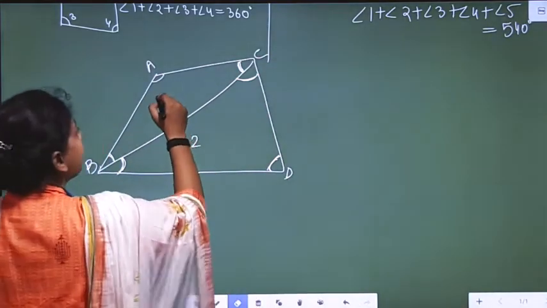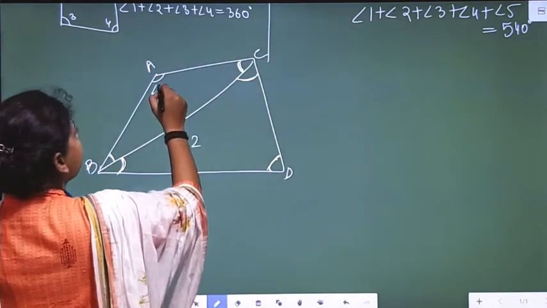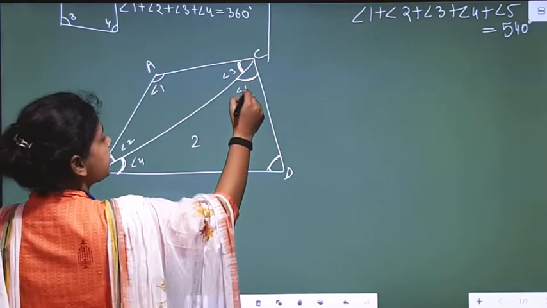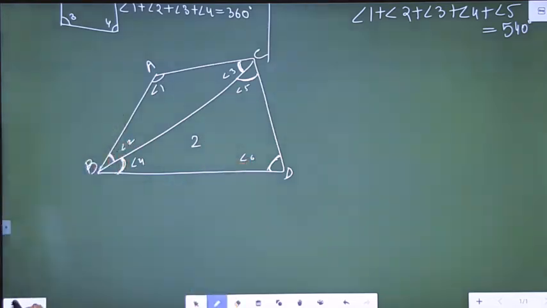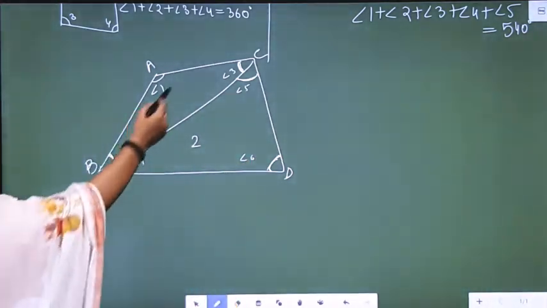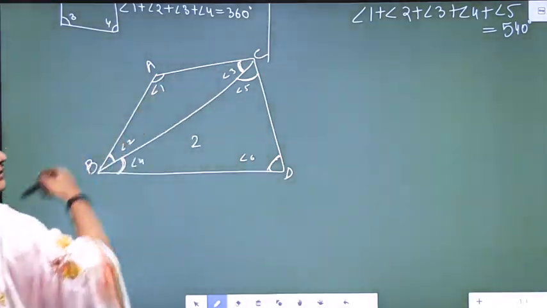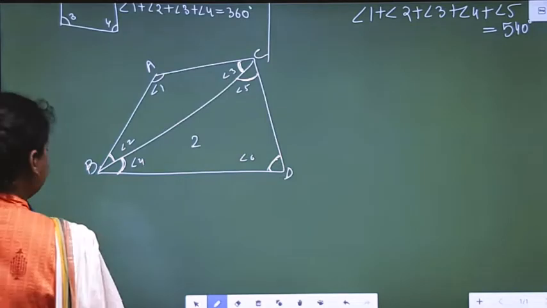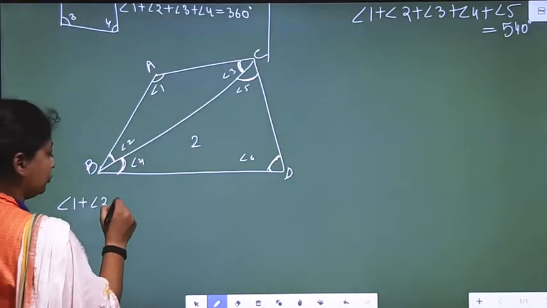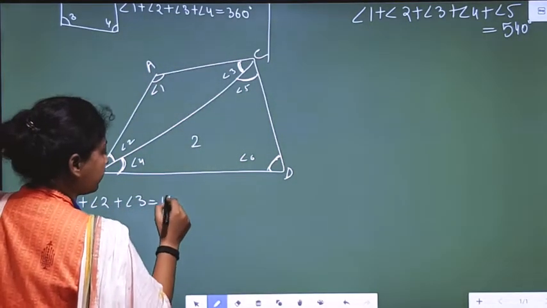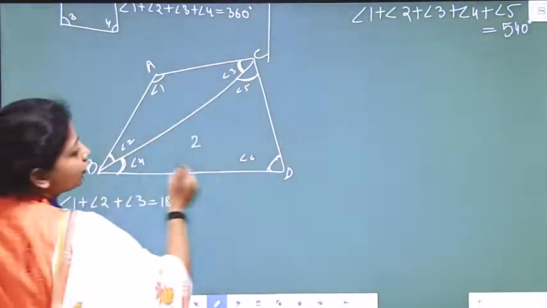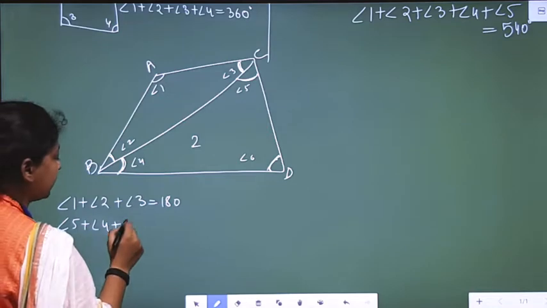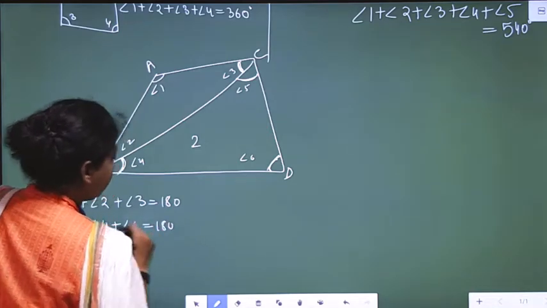We can call these angle 1, angle 2, angle 3. This is angle 4, this is angle 5, this is angle 6. In this above triangle ABC, the sum of all the angles, we know, in a triangle is always equal to 180. This implies angle 1 plus angle 2 plus angle 3 equals 180. In this downward triangle, here also angle 4 plus angle 5 plus angle 6 must equal 180 degrees.